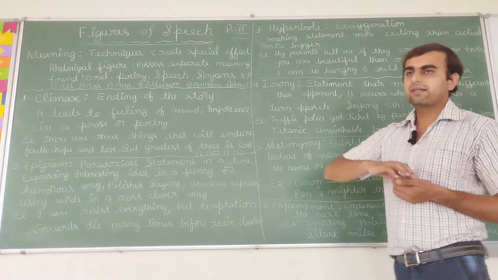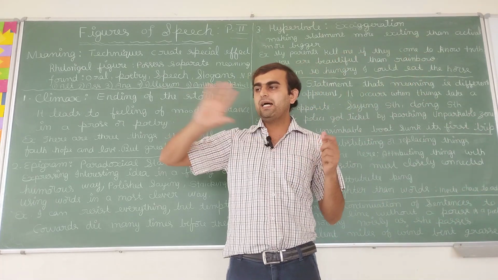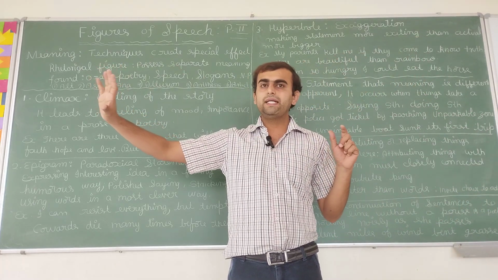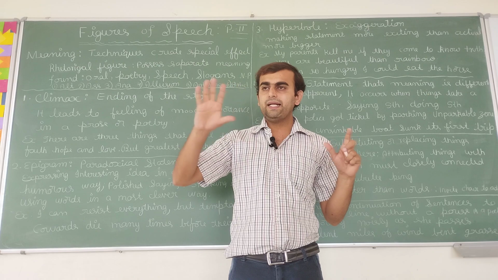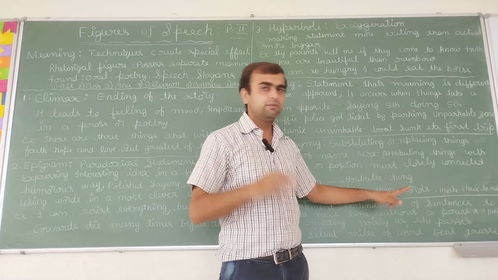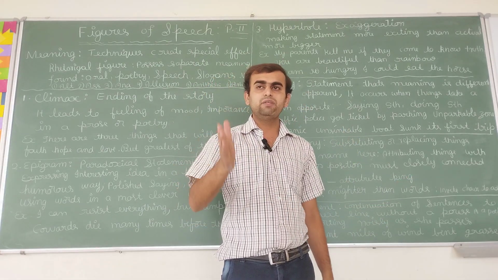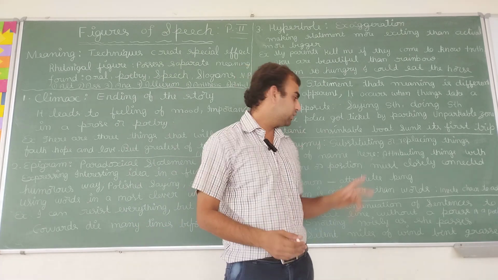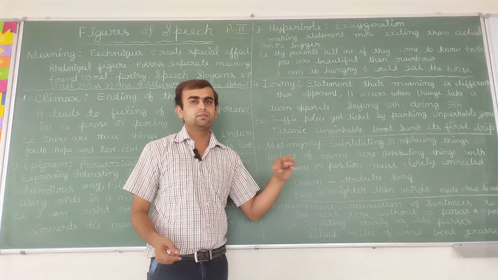Instead of writing both lines together, we are dividing the line. We are continuing in a second line. That is called enjambment.